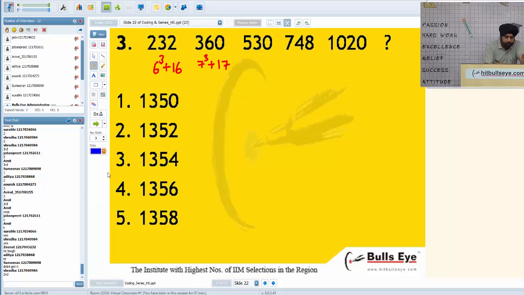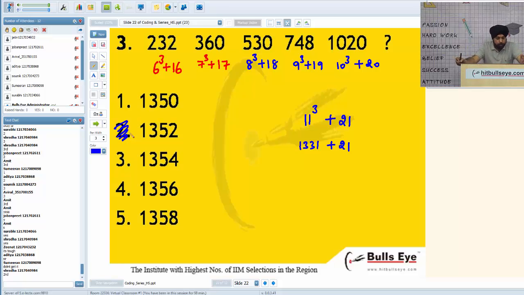530 is 8 cube plus 18. It is 9 cube plus 19. It is 10 cube plus 20. So your answer will be 11 cube plus 21. It is 1331 plus 21. Answer is 1352. The question coming in the mind of some of you students that you should remember cubes, definitely.